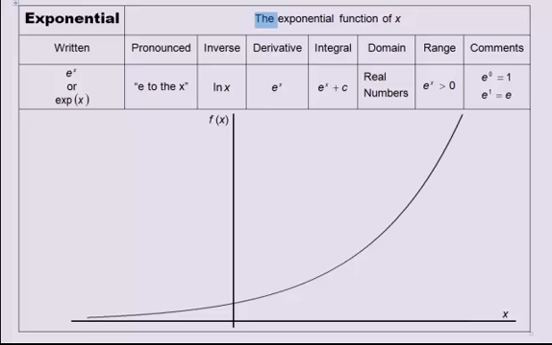Exponential, the exponential function of x. Written, e to the x or exp of x. Pronounced, e to the x. Inverse, the natural logarithm of x. Derivative, e to the x. Integral, e to the x plus c. Domain, the real numbers. Range, e to the x is always greater than 0. Comments, e to the 0 equals 1 and e to the 1 equals e.